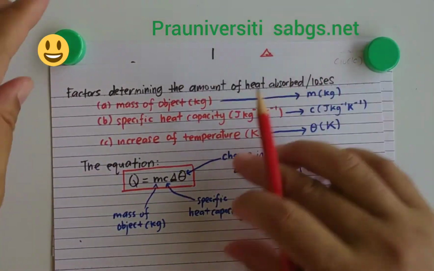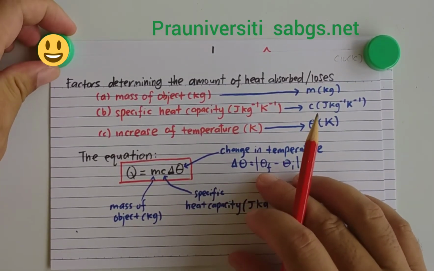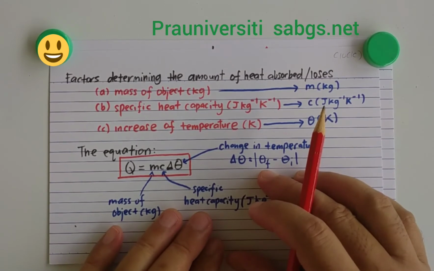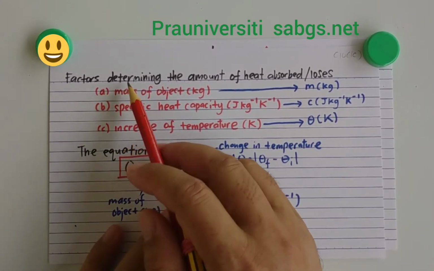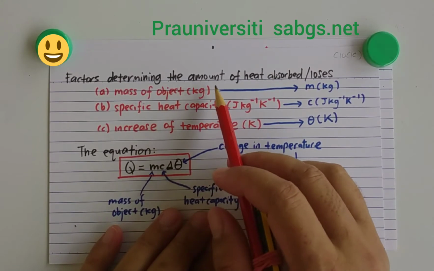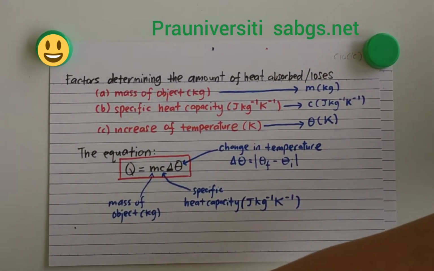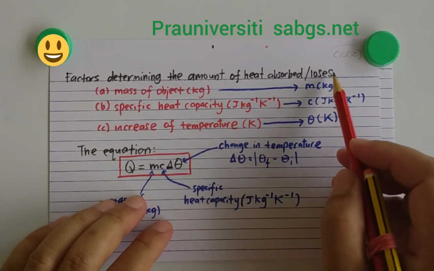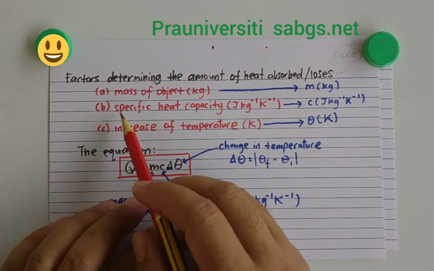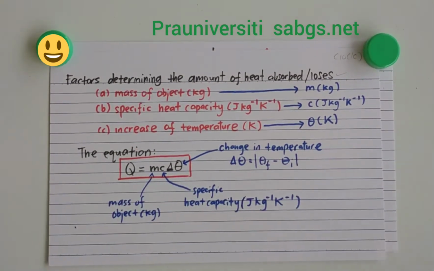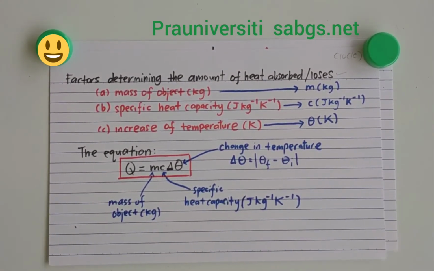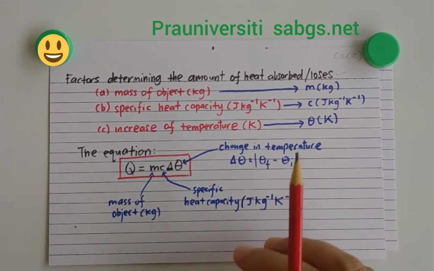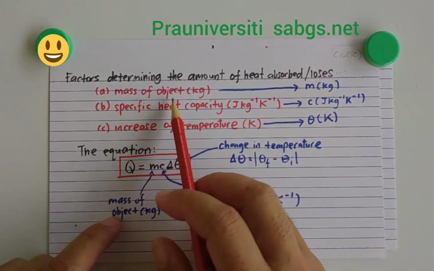Okay, now we are going to understand the equation. We continue. Factors determining the amount of heat energy absorbed or lost. The first one is the mass of the object.